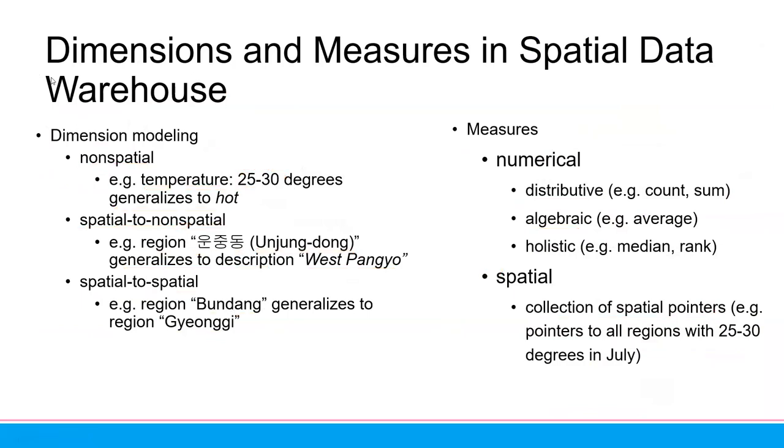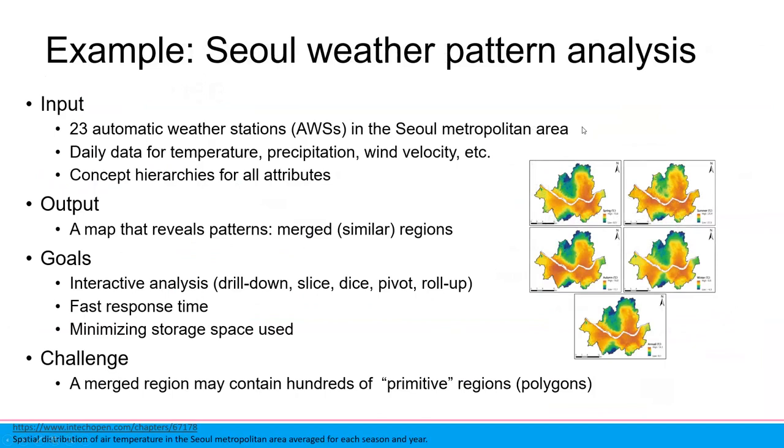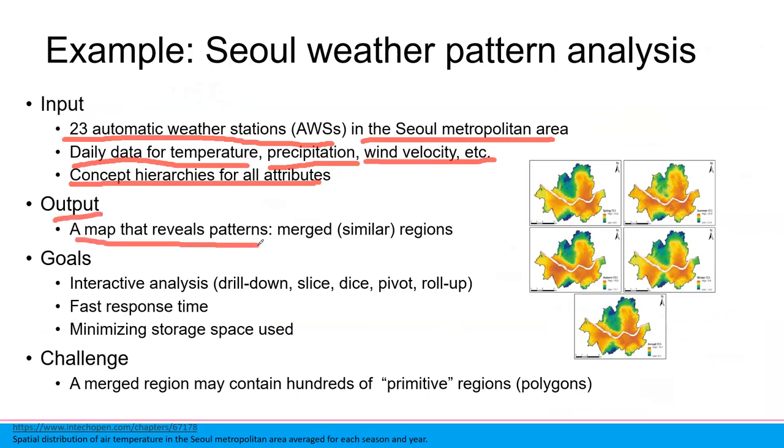For example, let's look at Seoul. In Seoul, we can analyze the weather pattern. This is one of the papers that I took from this link. They used 23 automatic weather stations, AWS, in the Seoul metropolitan area, and they have daily data for temperature, precipitation, wind velocity, etc. They have concept hierarchies for all attributes. It means they have specific regions, and then they combine them into a map. So the output is a map that reveals patterns.